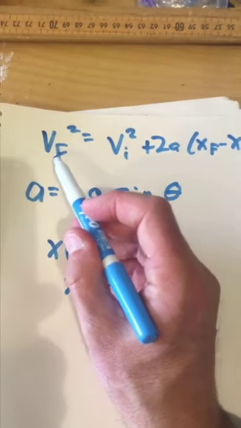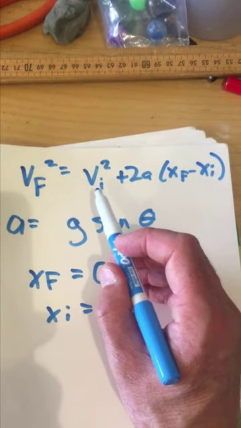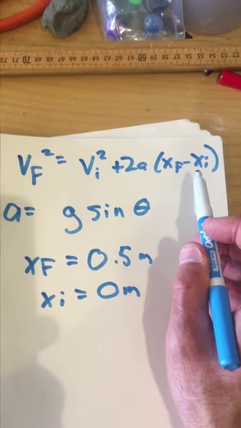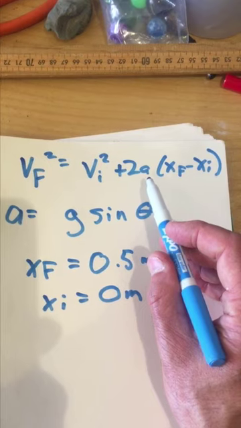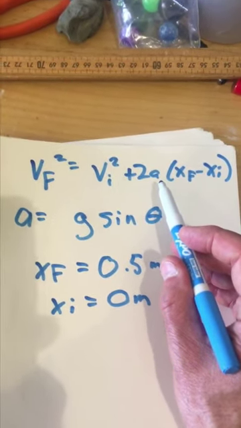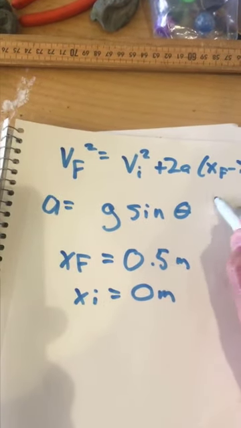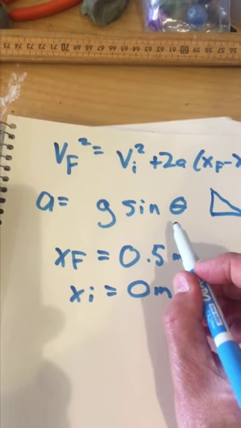Using the equations of kinematics, I'll use this equation. It's familiar to us: V final squared equals V initial squared plus 2a times x final minus x initial. Keep in mind, I'm not using g here. This isn't free fall. It's kinematics. It's a cart rolling along a track. Acceleration is not negative g. It's the acceleration of an object on a ramp. Remember, this is a ramp. Acceleration is g sine theta.